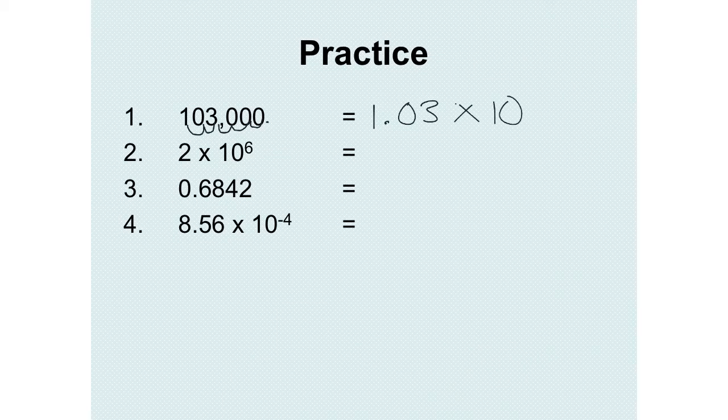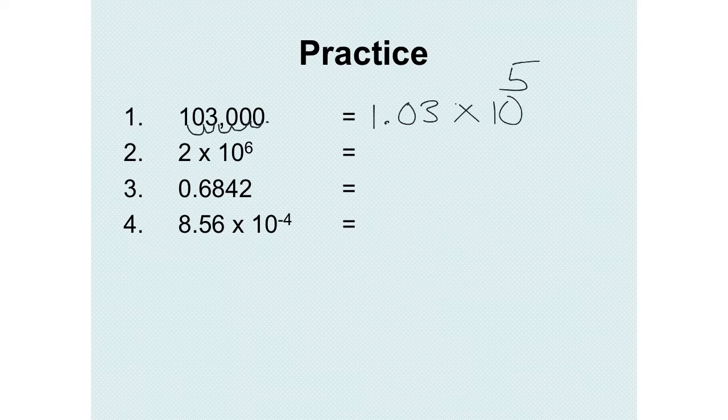So 1.03 is greater than 1 but less than 10. Now, in order to get my exponent, I see how many spots I moved the decimal. So if we count, we moved the decimal 5. So it's going to be 1.03 times 10 to the 5th. We know that our exponent is positive because our number, 103,000, is definitely greater than 1.